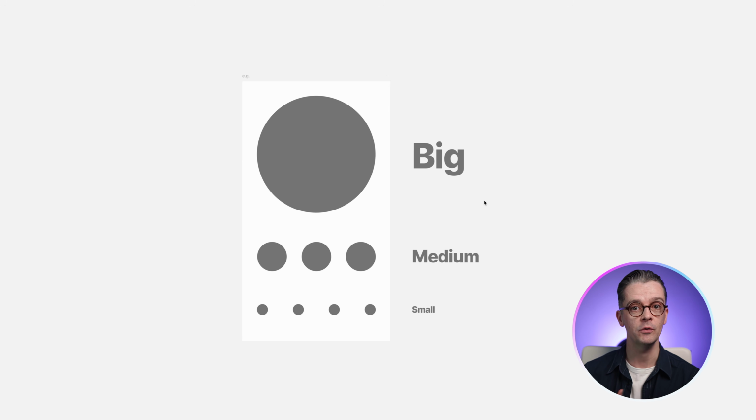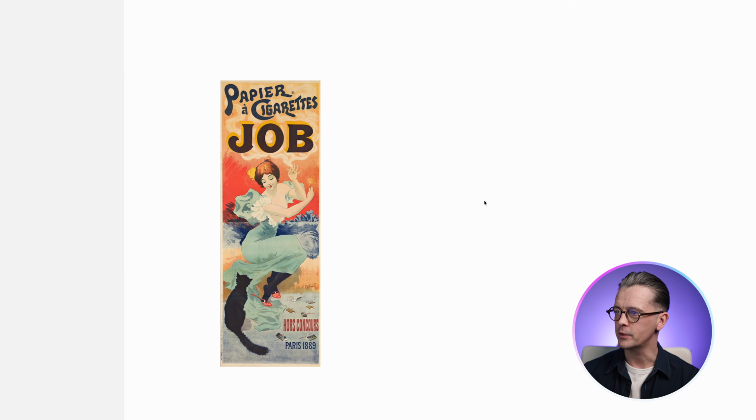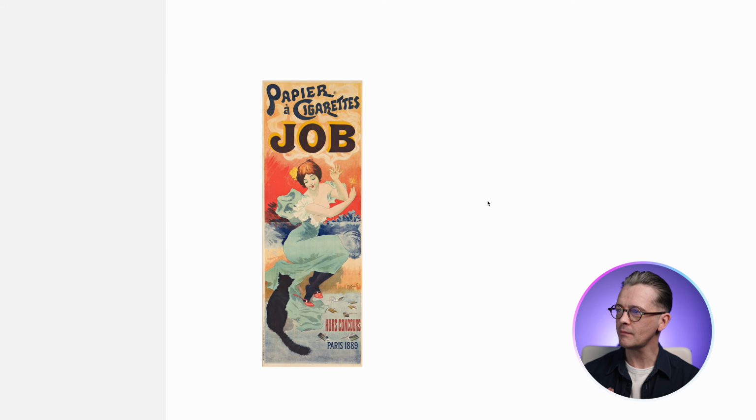If you go right to the earliest graphic designs ever, like this poster here for cigarettes, we can see here that the large element is the illustration, which is centered with the subject of the lady. And then we have the headline at the top as the medium element, and then some smaller bits of type as well at the bottom.